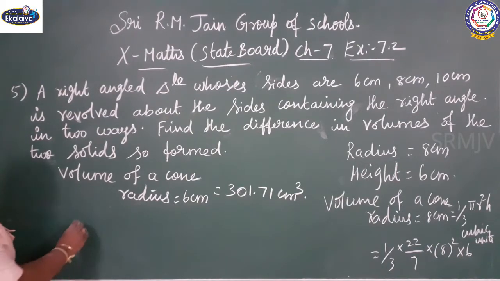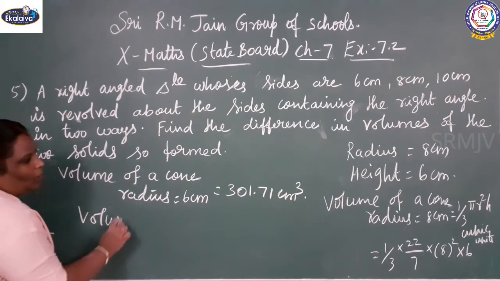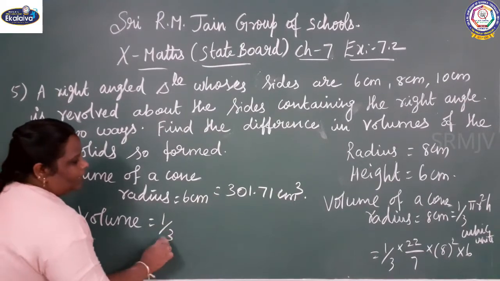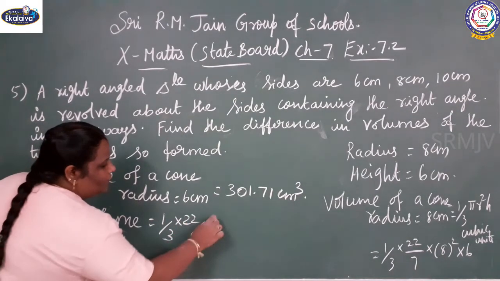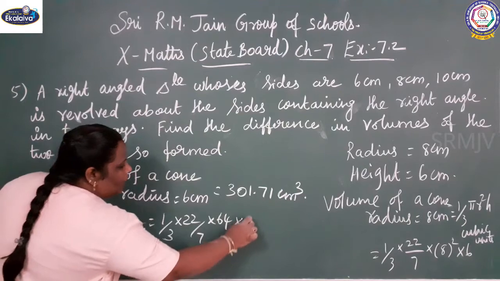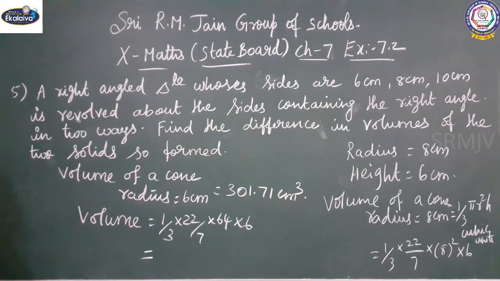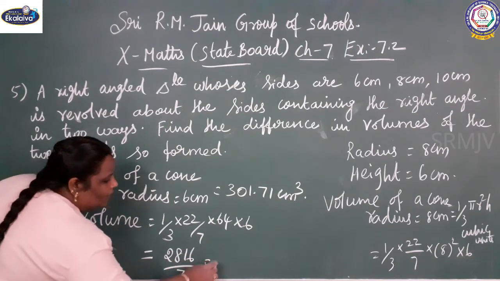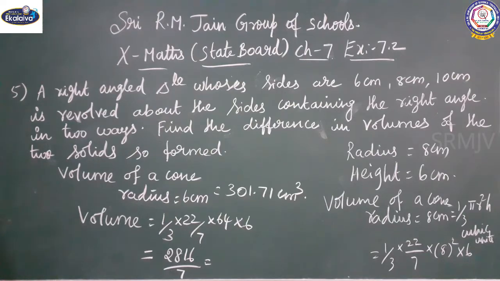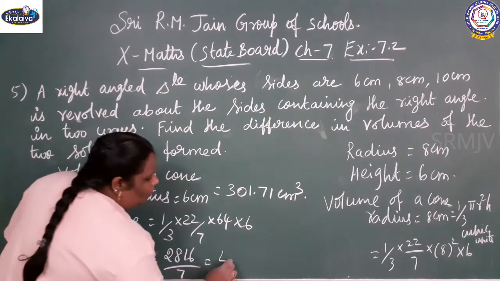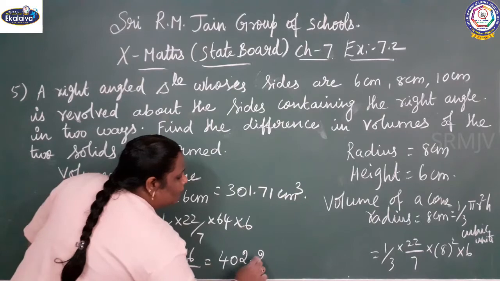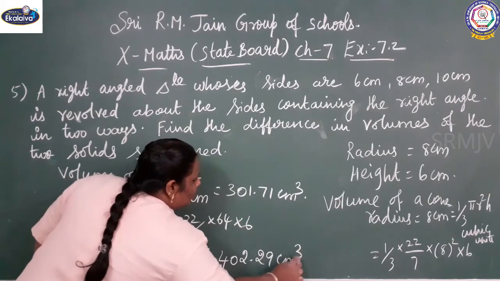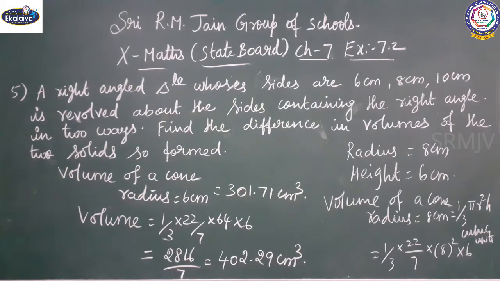See here, volume equal to 1 by 3 into 22 by 7 into 64 into 6. When we do the multiplication, you get the value 2816 by 7. Do the division in the rough column, you get the answer 402.29 centimeter cube.